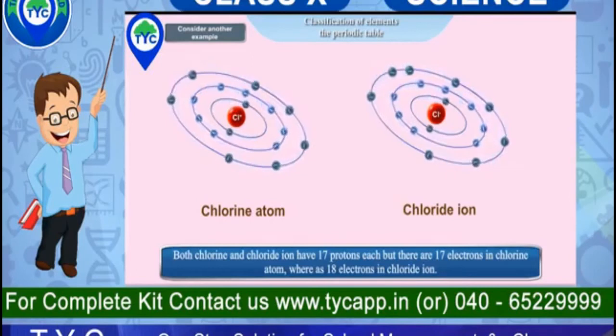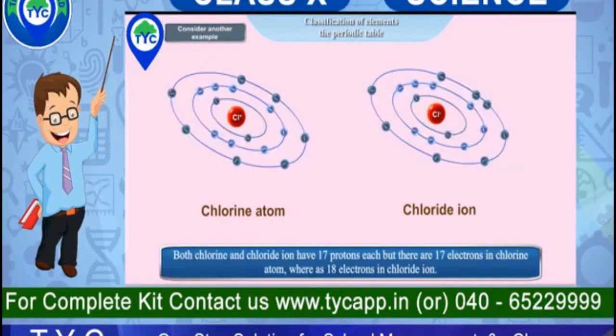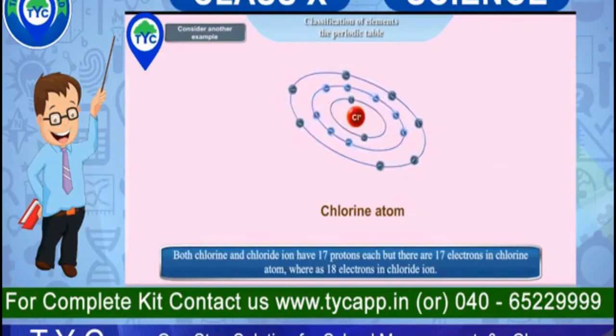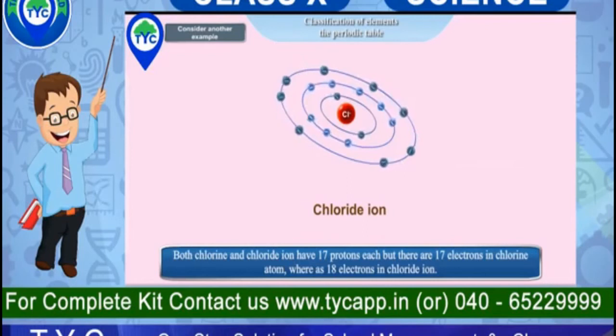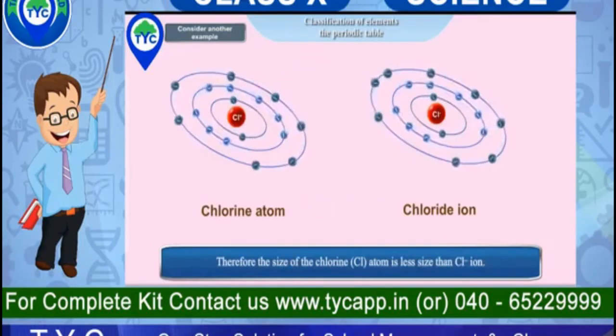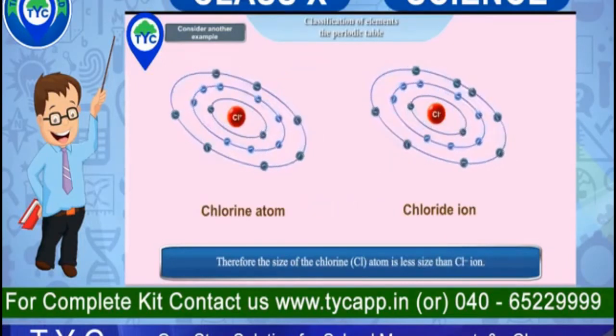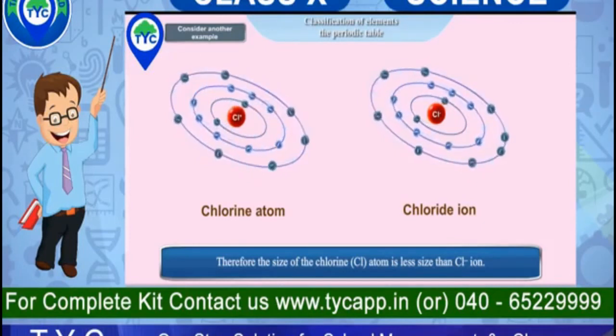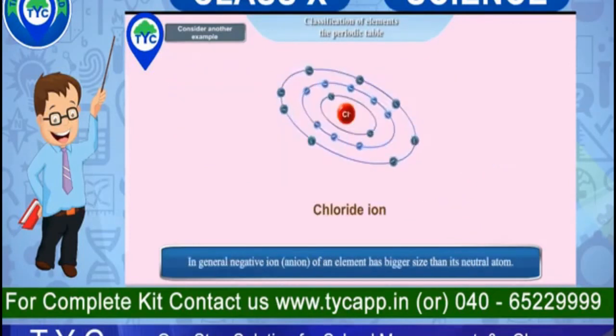both chlorine and chloride ion have 17 protons each, but there are 17 electrons in the chlorine atom, whereas there are 18 electrons in the chloride ion. Therefore, the nuclear attraction is less in the Cl- ion when compared with the chlorine atom. Therefore, the size of the chlorine Cl atom is less than the Cl- ion. In general, the negative ion of an element has bigger size than its neutral atom.